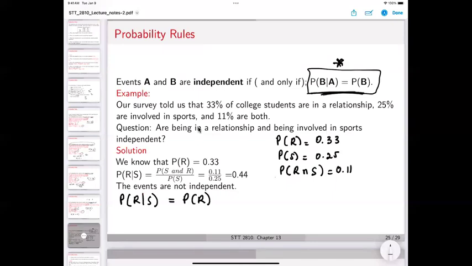Is that okay? If you also decide to do P of S given R, it should be equal to P of S, the same thing. You have to do both to prove they're independent. But the point is that, for example, with this, we already have P of R. So you have to do this one and compare the answer to P of R. Does that make sense? Okay. That's a good question.